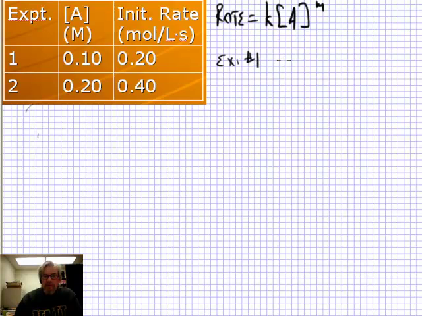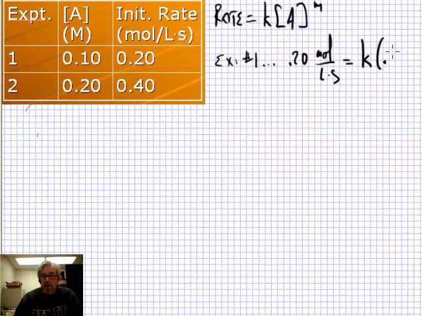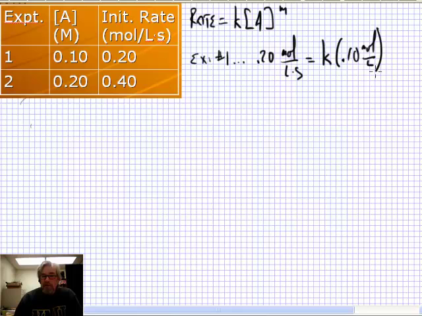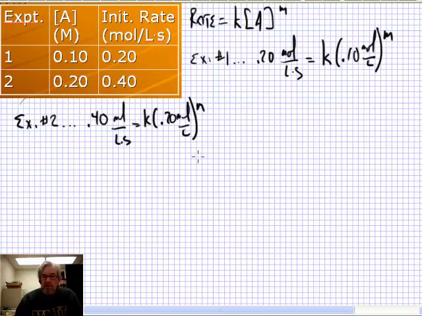In experiment number 1, we see that 0.20 moles per liter second is equal to k times the concentration of A, which is 0.10 moles per liter for experiment 1, raised to the m power. In experiment number 2, I see that I have 0.40 moles per liter second is equal to k times 0.20 moles per liter raised to the m power. I have two unknowns and two equations, so I should be able to figure this out.